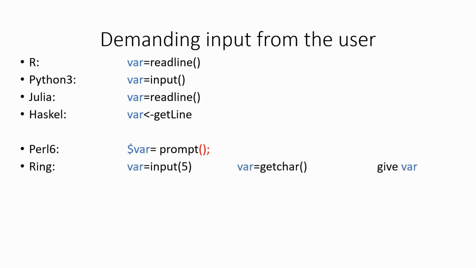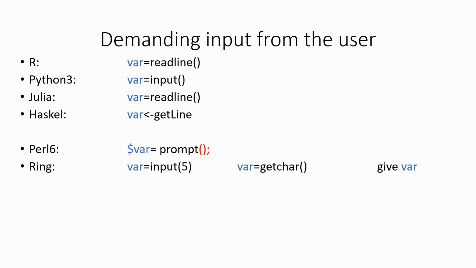Ring program has got 3 different commands for demanding the input. The first is similar to Python 3, that is input. However, here in ring program, you must type some number integer inside the parentheses. Here I have typed 5. It means that whatever the user will type, it will only take the first 5 characters from that input, not more than that. It means your input should contain 5 characters. The second command, that is get char, will only take 1 character from the input.